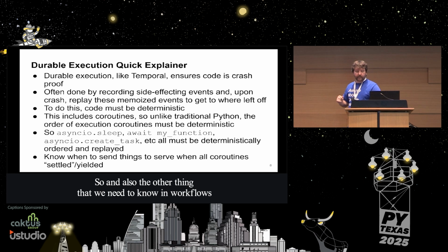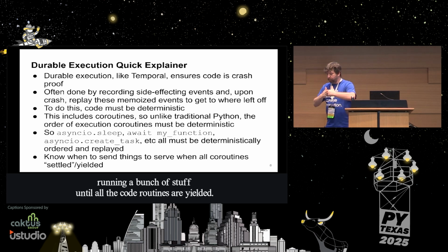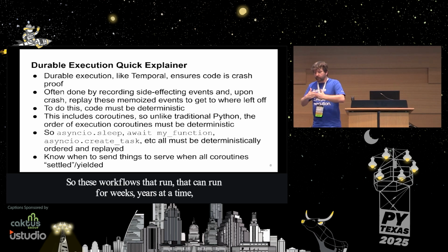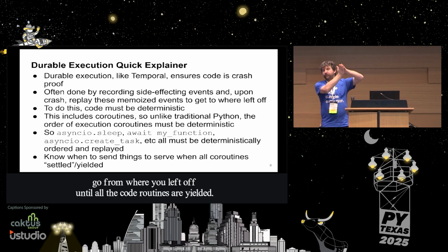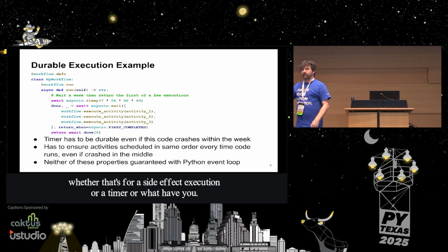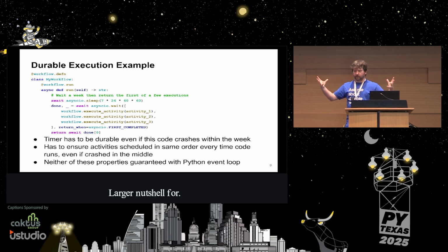And the other thing that we need to know in workflows is that the only way workflows work is that it's essentially sending a task of work, running a bunch of stuff until all the coroutines are yielded. So it's like 10 milliseconds of work. So these workflows that can run for weeks, years at a time, they really are just powered by little few-millisecond bursts of go from where you left off until all the coroutines are yielded. So we need our event loop to tell us when everything is yielded, basically waiting on the server again, whether that's for a side effect execution or a timer or what have you. So that's durable execution in a nutshell. Meet me outside if you want the larger nutshell form.